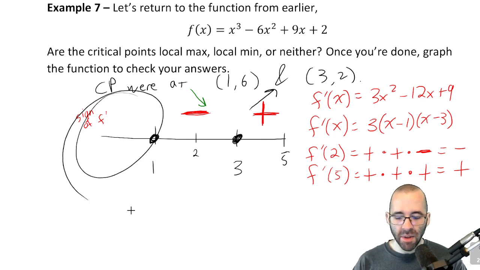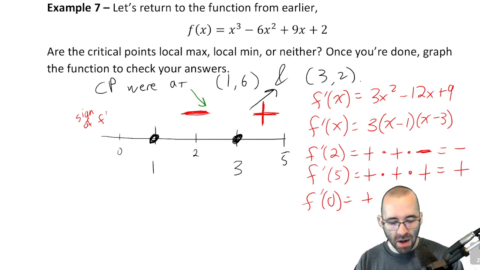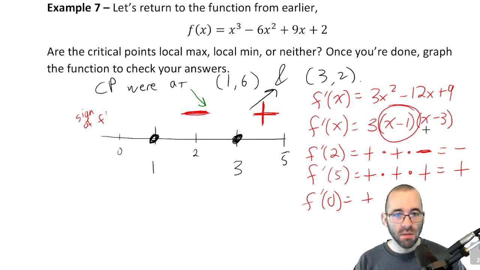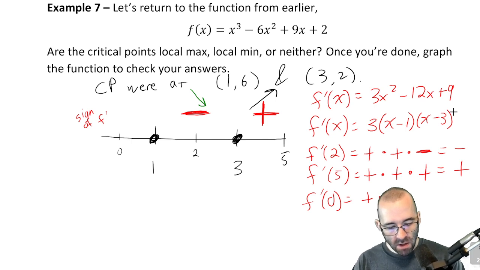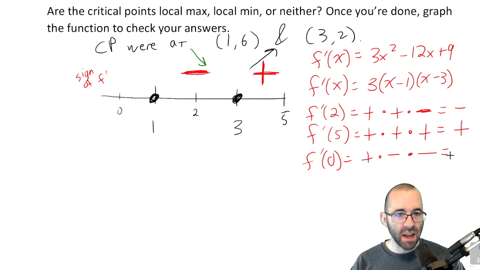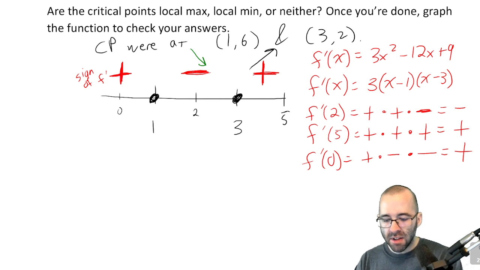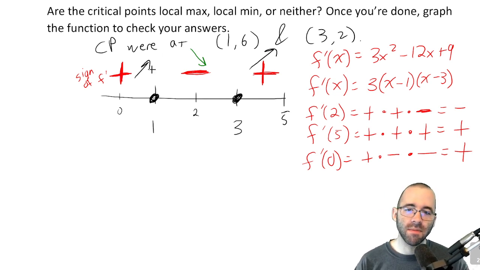And now we need to plug in something in this interval. You could plug in 0. You could plug in negative 1. I love plugging in 0. 0 is one of my favorite numbers. So we could go off to the side and do that as well. 3, still positive. Plug in 0, this becomes negative. Plug in 0, this becomes negative. Positive times 2 negatives is a positive. That tells us the function is increasing here. And that tells us what our critical points look like.